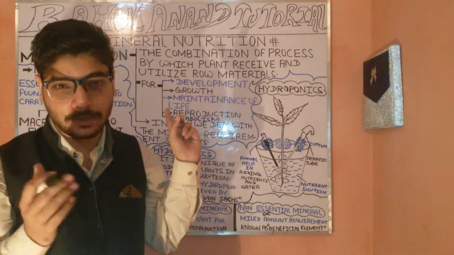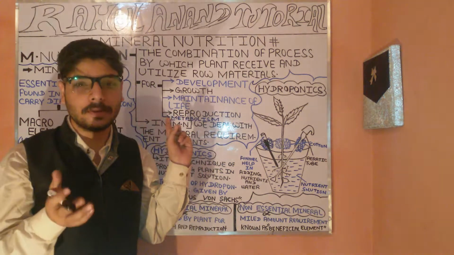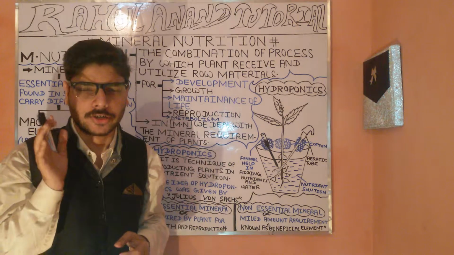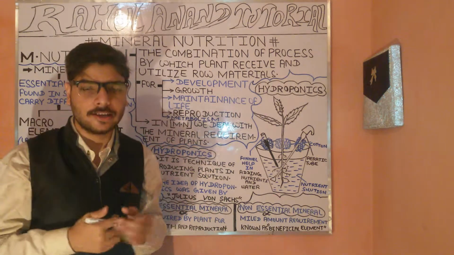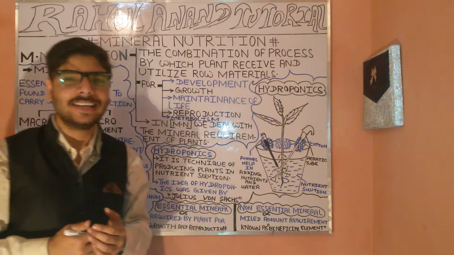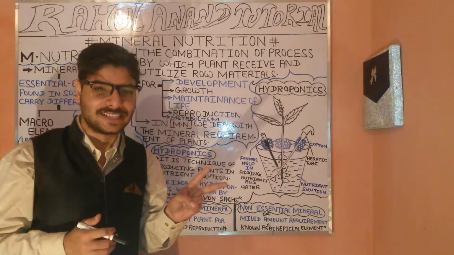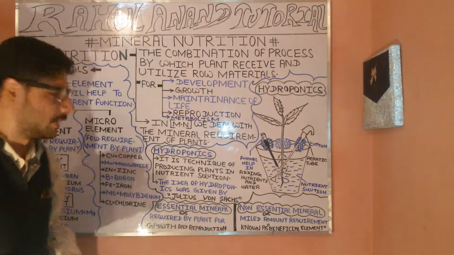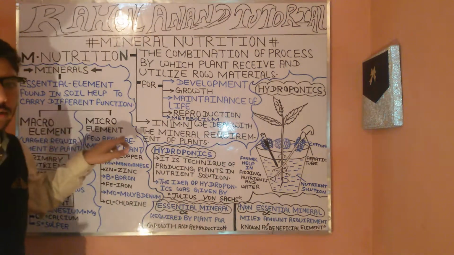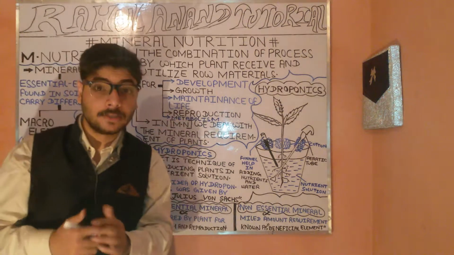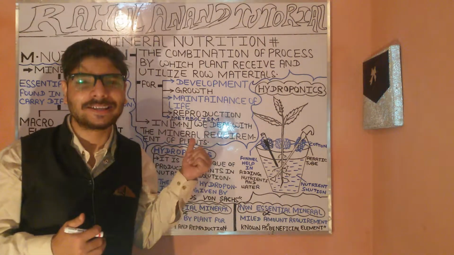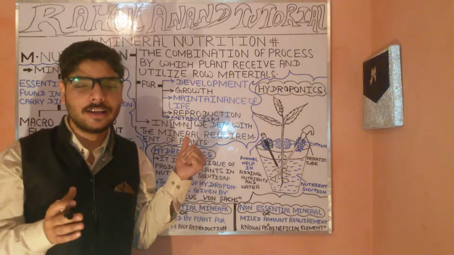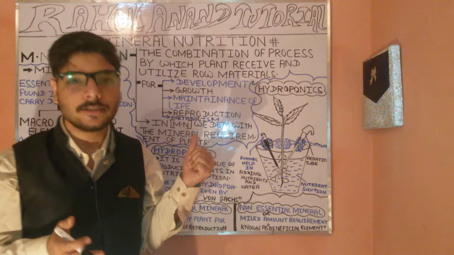These are further divided, so mineral nutrition will be divided into two broad categories: the macro element as well as the micro element. By the name it is very clear that macro means it is required by the plant in a larger amount.